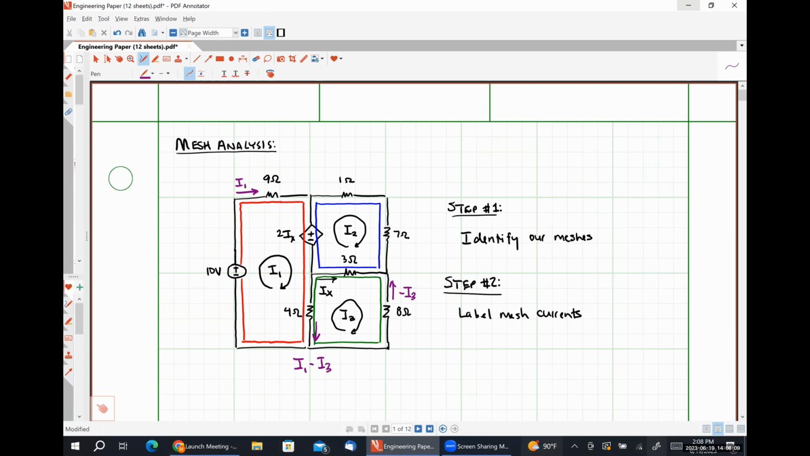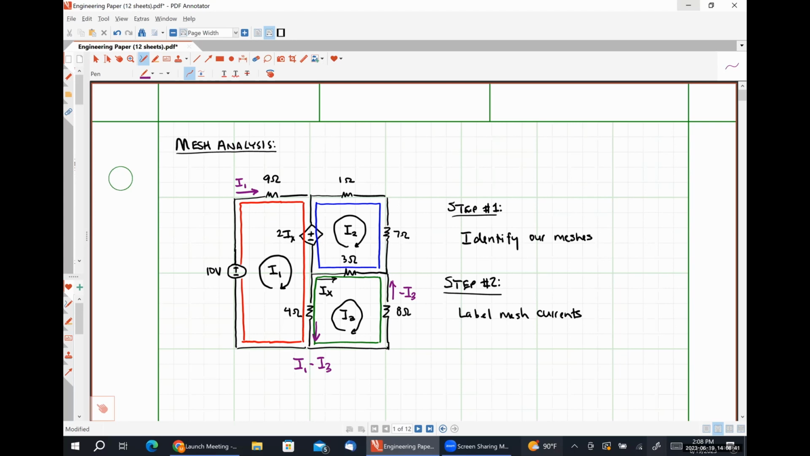It's expressed as I1 minus I3 because as I1 flows around its clockwise path, the portion that flows through the 4 ohm resistor is in the same direction. So the portion of I1 flows from top to bottom, whereas when I3 flows through the 4 ohm resistor, it is going to flow from bottom to top. So the mesh current that is in the same direction as the arrow gets a positive sign, and the mesh current that is in the opposite direction of the arrow gets a minus sign, okay?